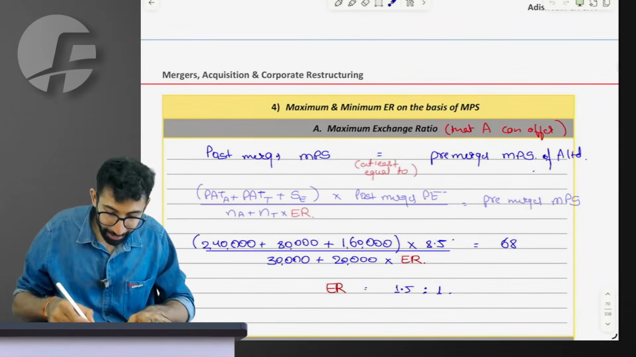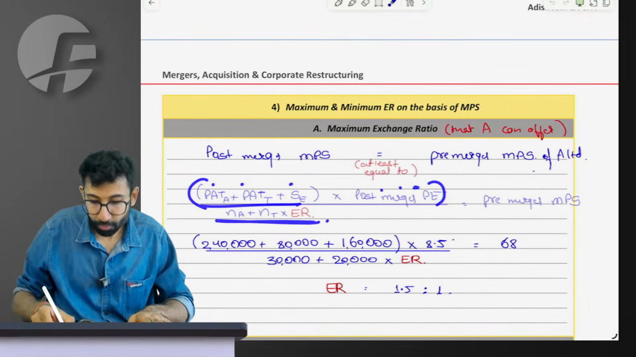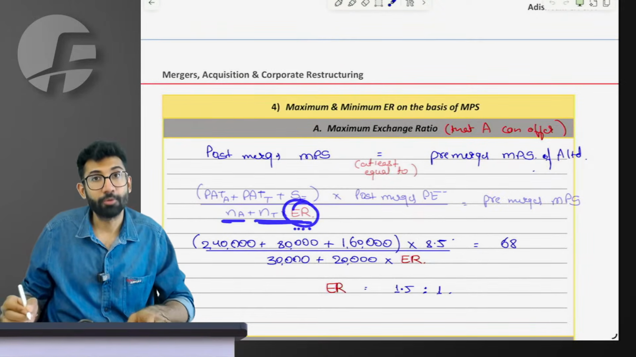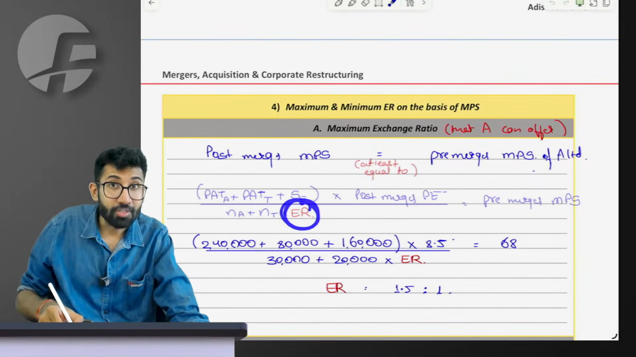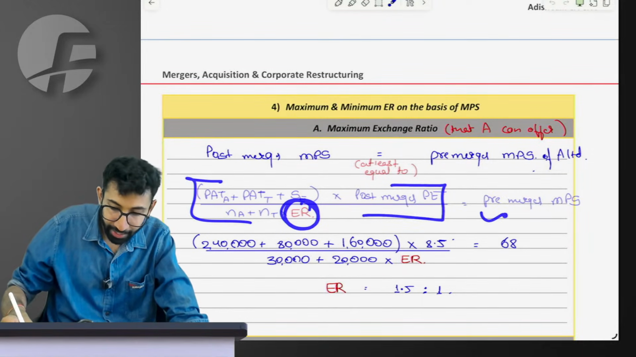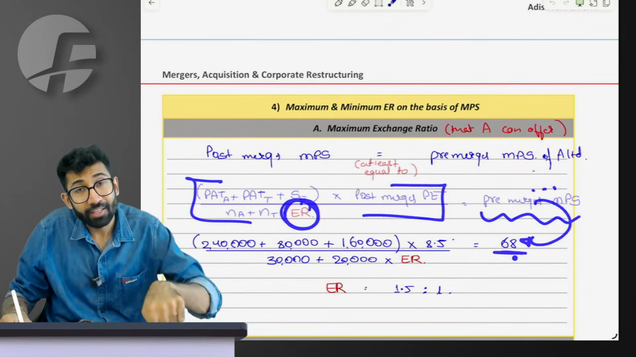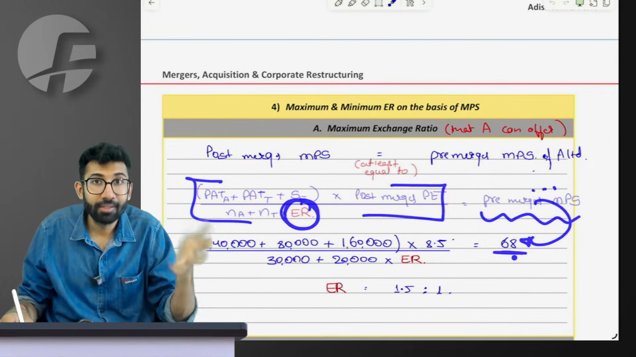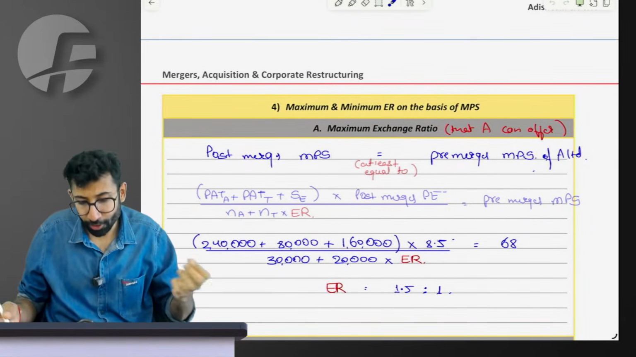So sir, my PAT, your PAT, synergy in PAT into post-merger P/E gives me post-merger market value, divided by post-merger number of shares, which is my shares plus your shares against which I'll give you an exchange ratio. So what is the point? I'm ready to give you such an exchange ratio that with that exchange ratio, when we calculate the post-merger MPS, that should at least be equal to my pre-merger MPS of 68, because below that, what is the point of me doing this M&A deal?